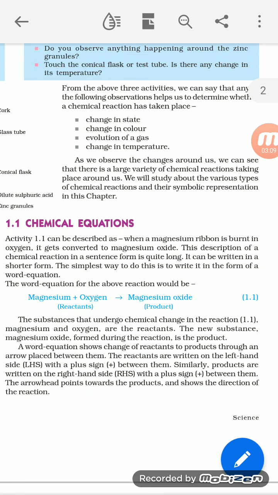Similarly, products are written on the right-hand side with a plus sign between them. Here there is only one product, so we are not giving a plus sign. If two products are there, then we will give a plus sign. The arrowhead points towards the product. Suppose you forget and show the arrowhead towards magnesium and oxygen. Then magnesium oxide will become the reactant, and magnesium and oxygen will become the products. So don't make that mistake. The arrow will be towards the product, and it shows the direction in which the reaction is going on.